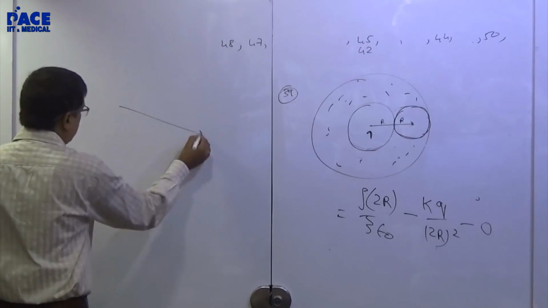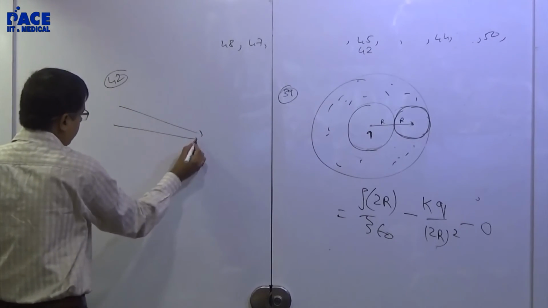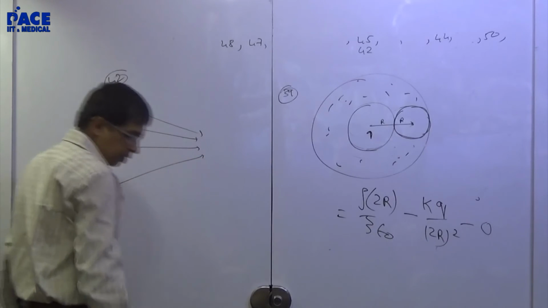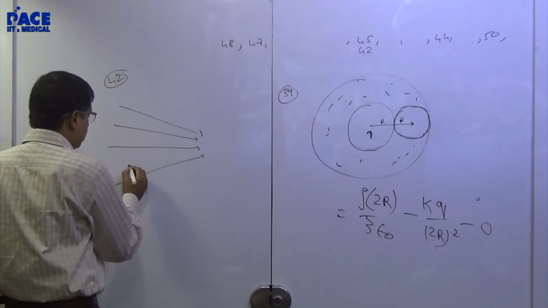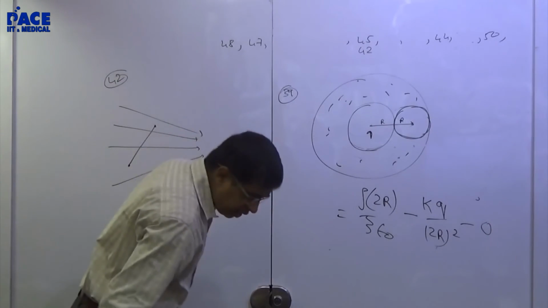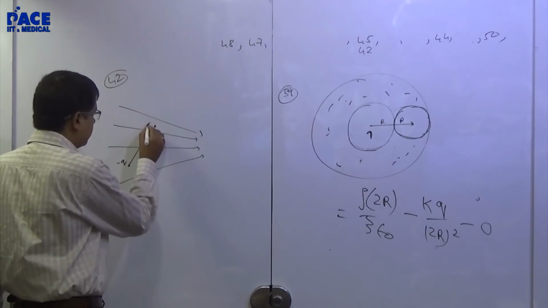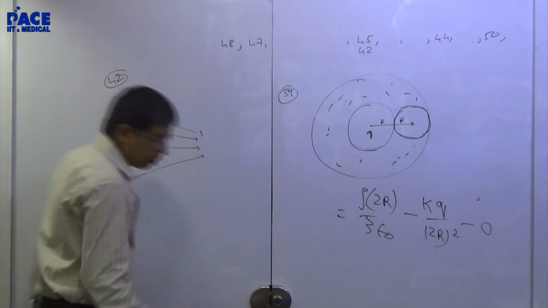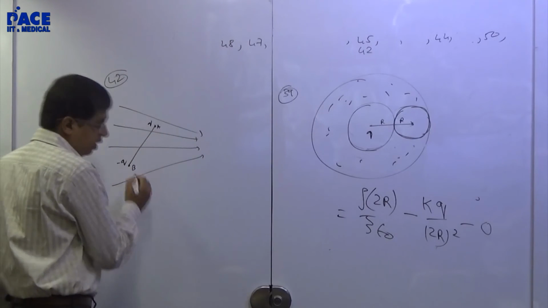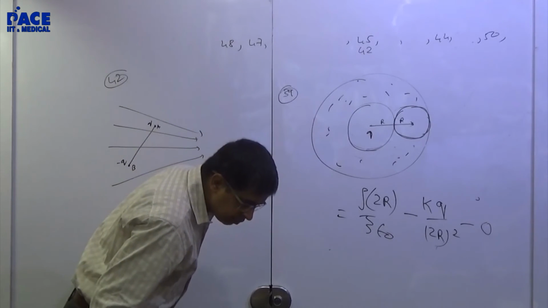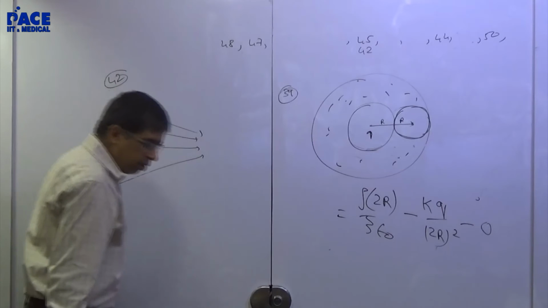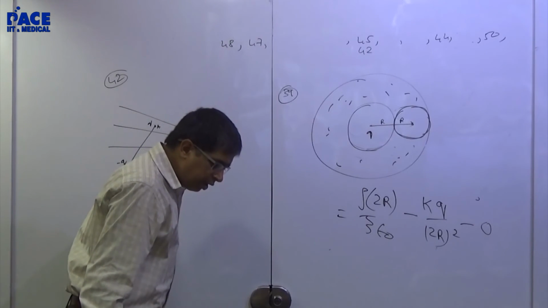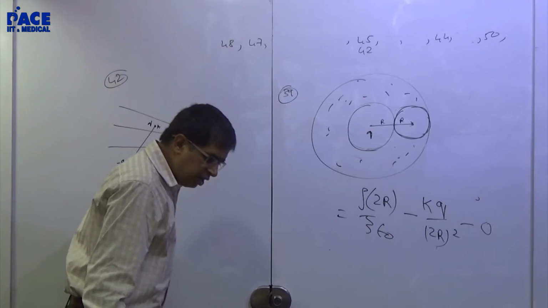Here, you have got field lines this way. This is minus Q and Q. This is A and B. Right? Now his question: torque in the plane of the paper and no resultant force.